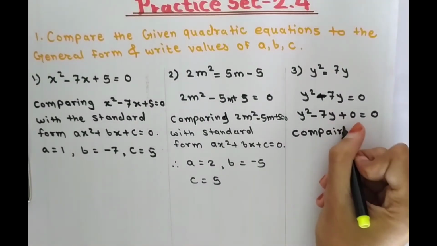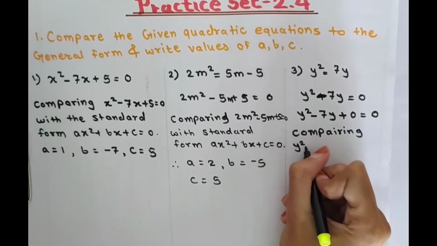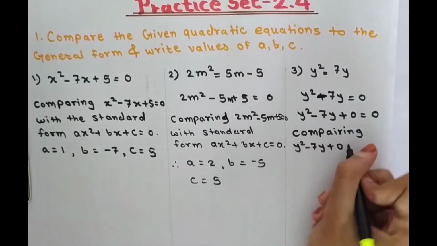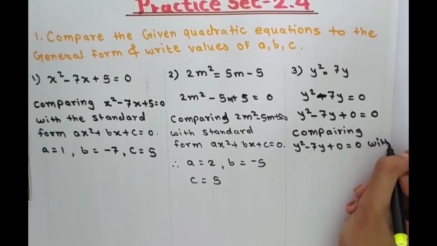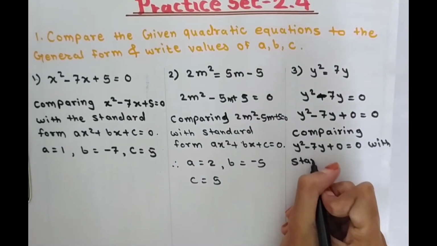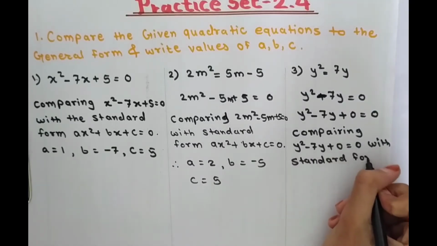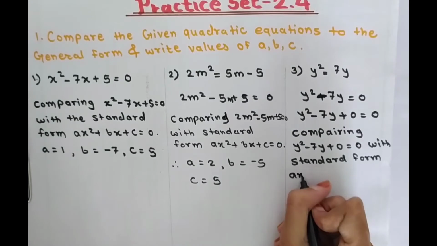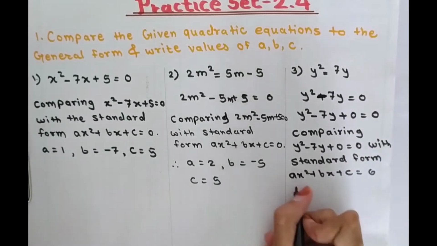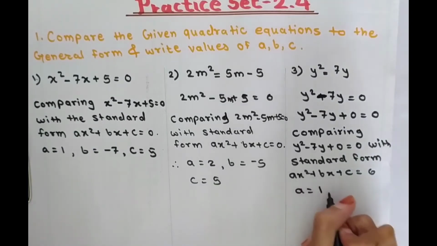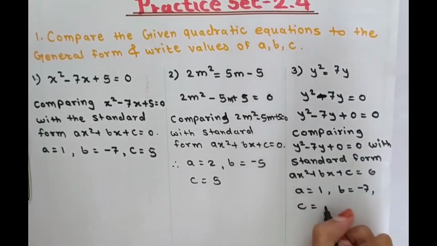So comparing y square minus 7y plus 0 is equal to 0 with the standard form ax square plus bx plus c is equal to 0. So a is equal to 1, b is equal to minus 7 and c is equal to 0.